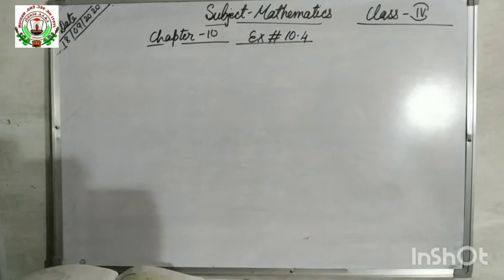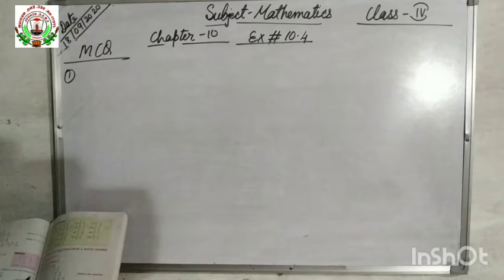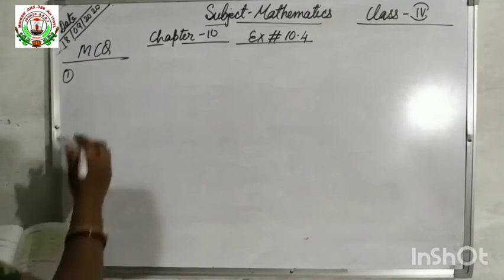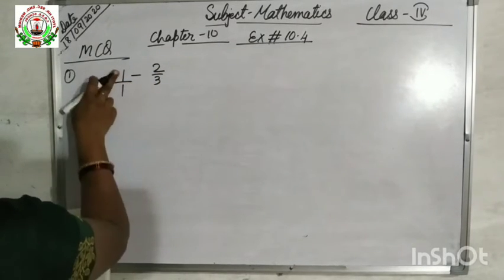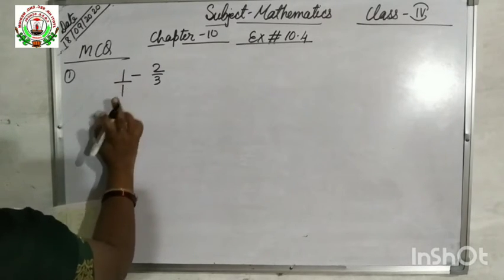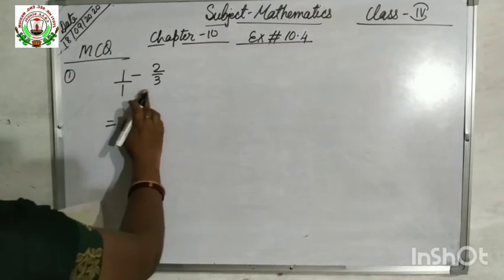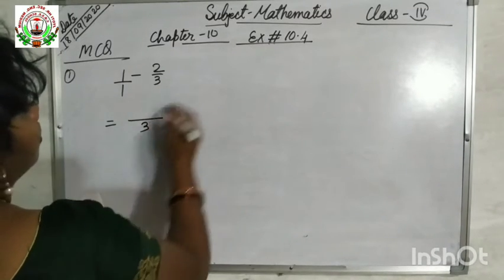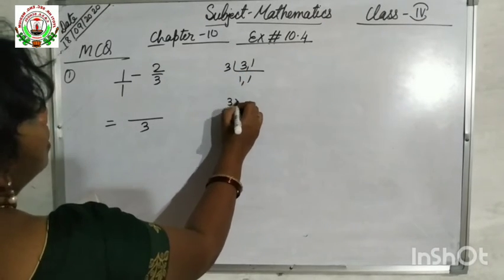In exercise 10.4, MCQs are there. First we will solve the MCQs. Number 1: On subtracting 2 by 3 from 1, the difference is. That means we have to subtract 2 by 3 from 1. Here, for 1, no denominator is given, so we can write it divided by 1. Now here we have 1 and 3. We know that if the denominators are 1 and any number, that number will come as the LCM. The LCM of 1 and 3 is 3.